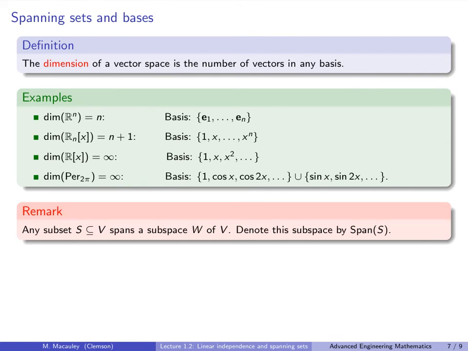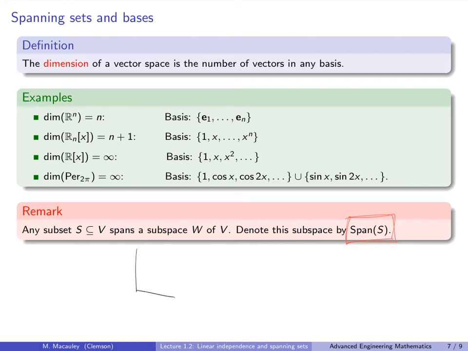One quick remark is that any subset S of a vector space spans some subspace W. And we're going to denote this subspace by the span of S. This is an important notational thing that we're going to use throughout the class. And so S can be a finite set. It could be an infinite set.